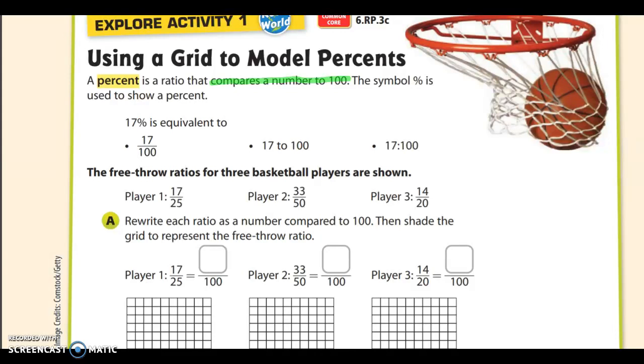This is my favorite way to write a percent. It says 17% is equivalent to 17 out of 100. I like to think about it this way: if you can make it a fraction out of 100, then it is a percent.